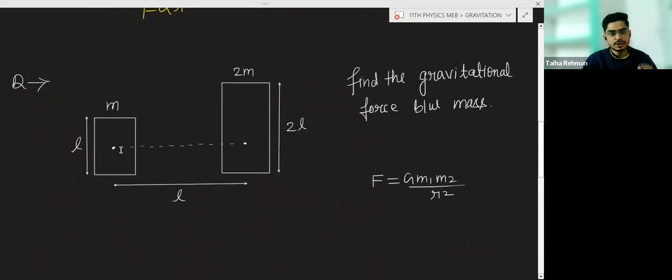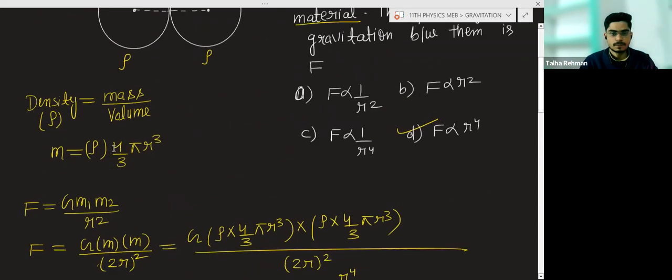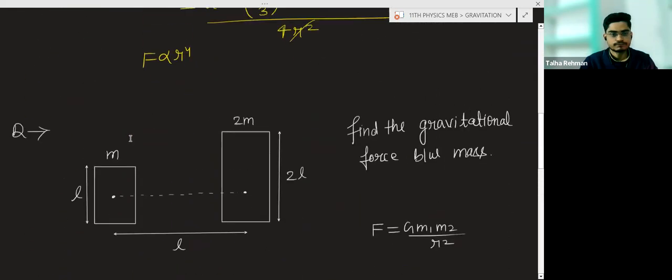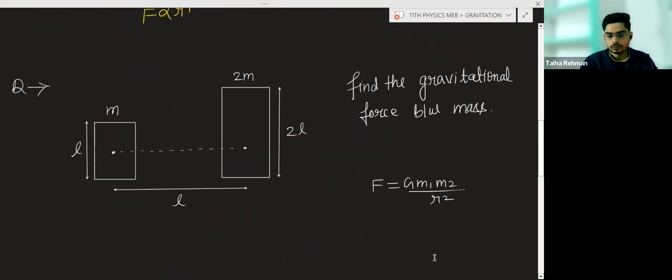This is a good question. You have to remember, you will always take the distance between the centers of the two masses. Okay, write down.